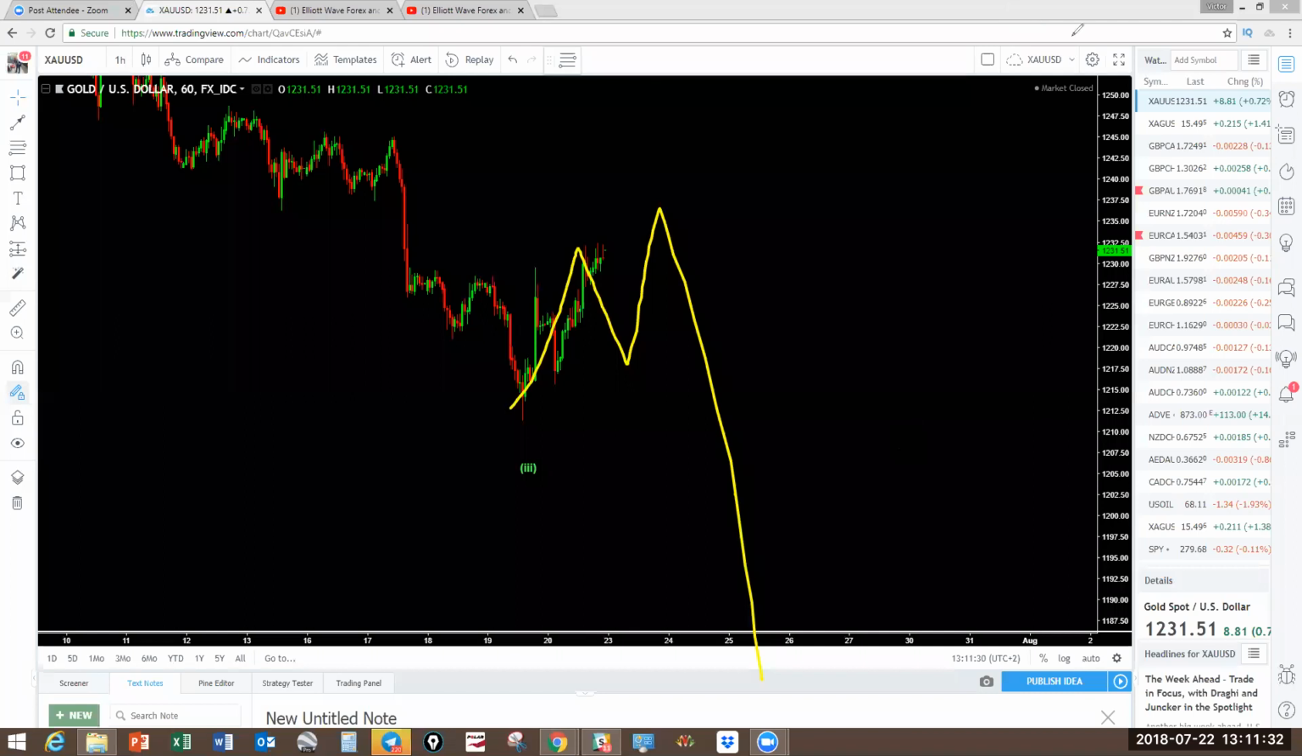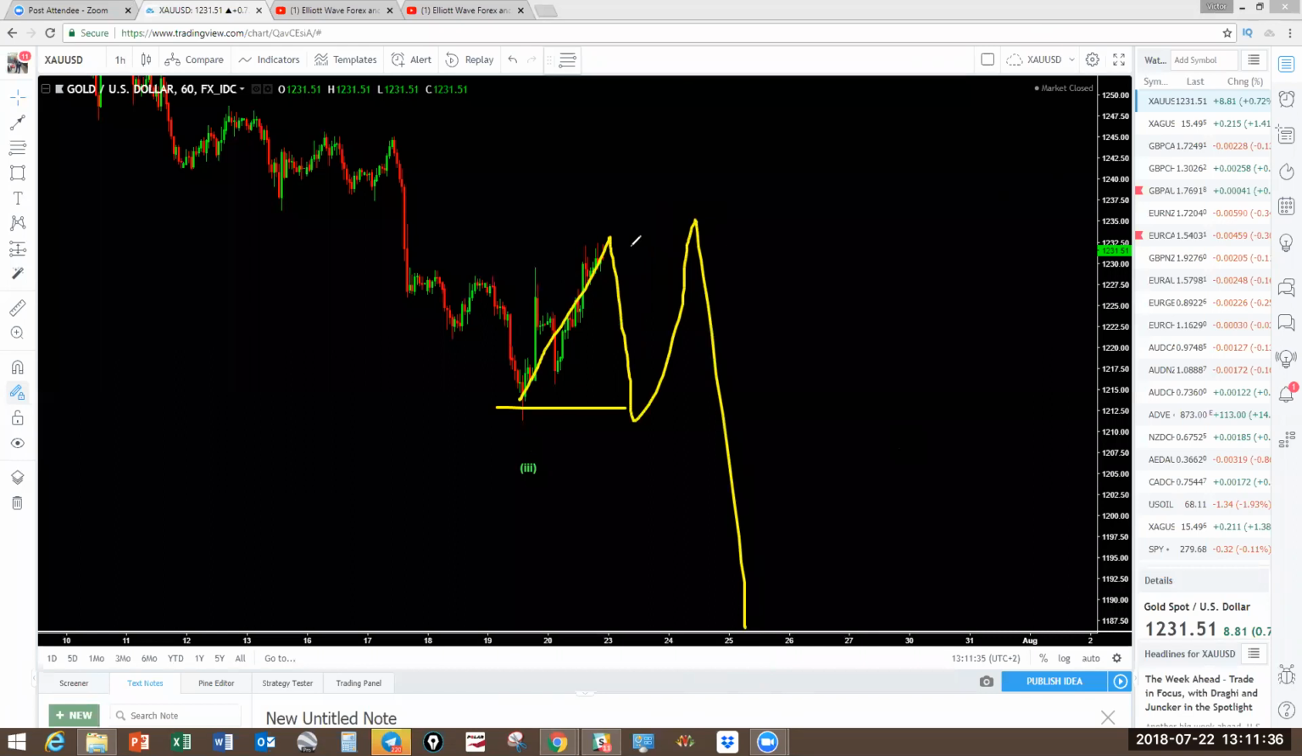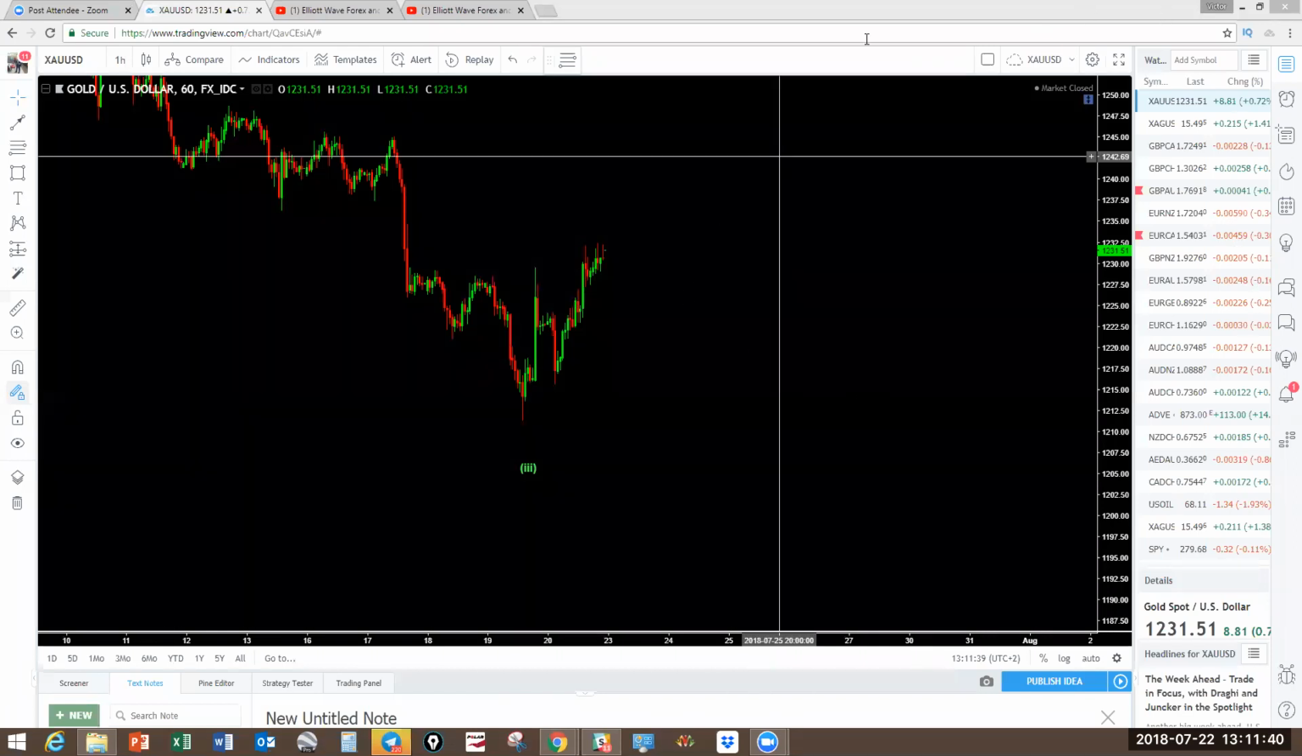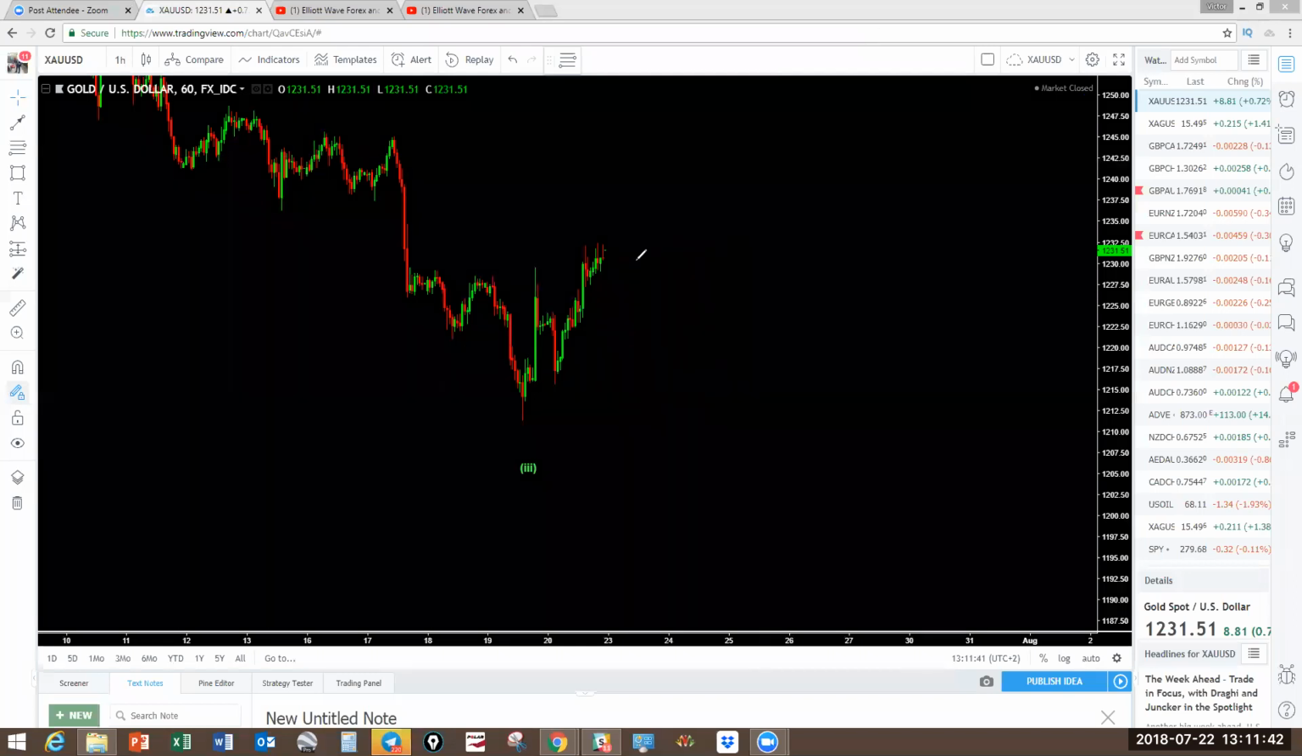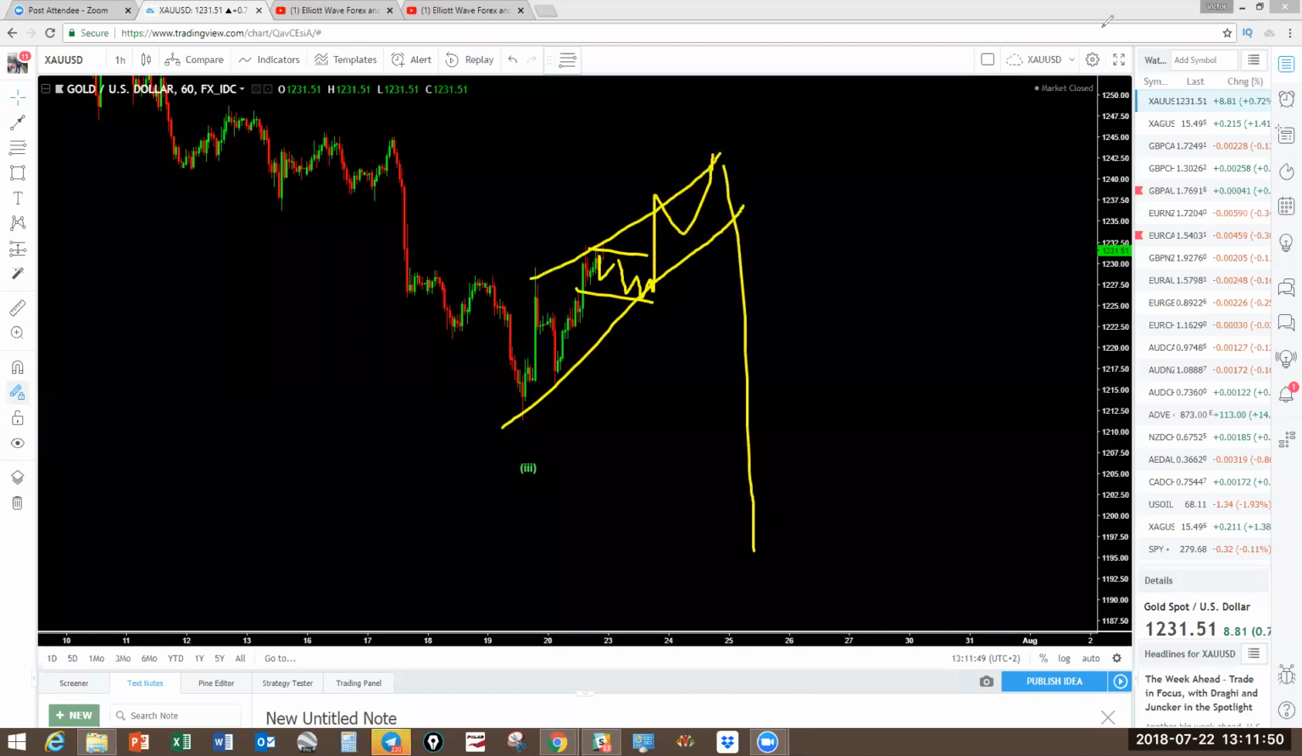Not only that, it can give you that one, that one, that one, and that one, making it a flat correction. So all you need to do here is wait for a clear corrective structure, if you're going to take this one up like that. But when that is complete, you're taking down gold even more.